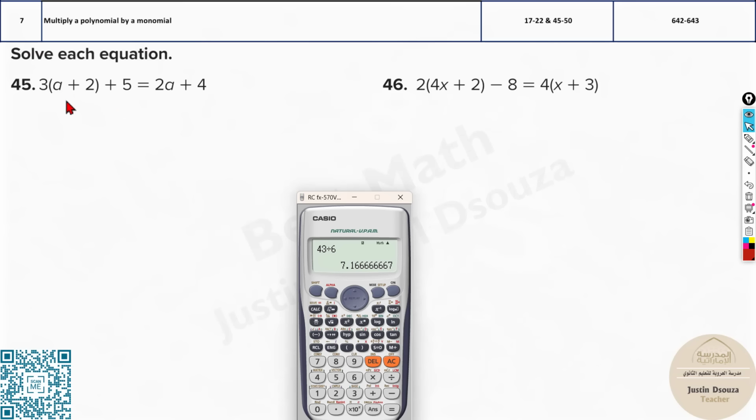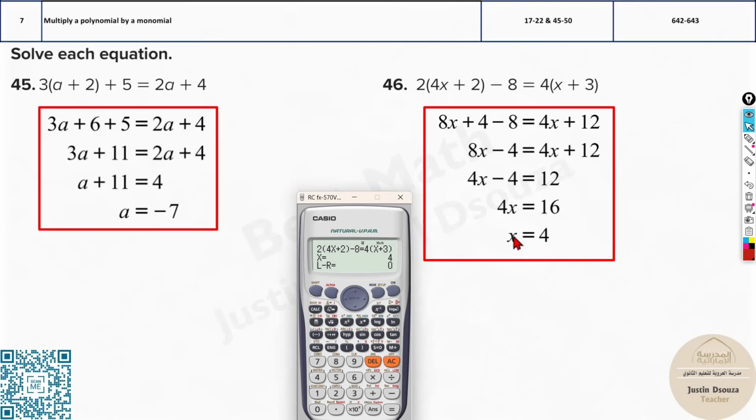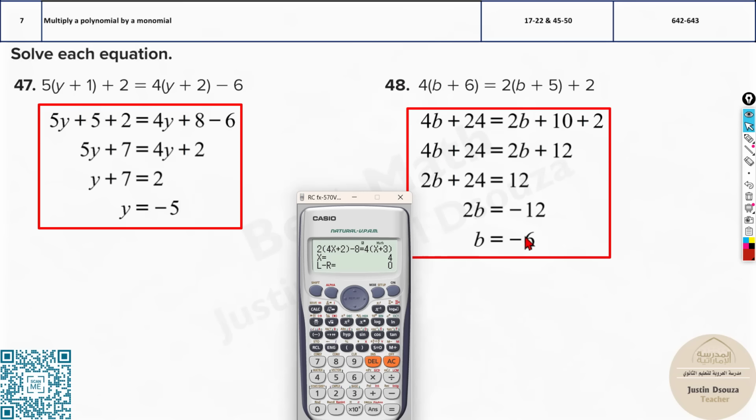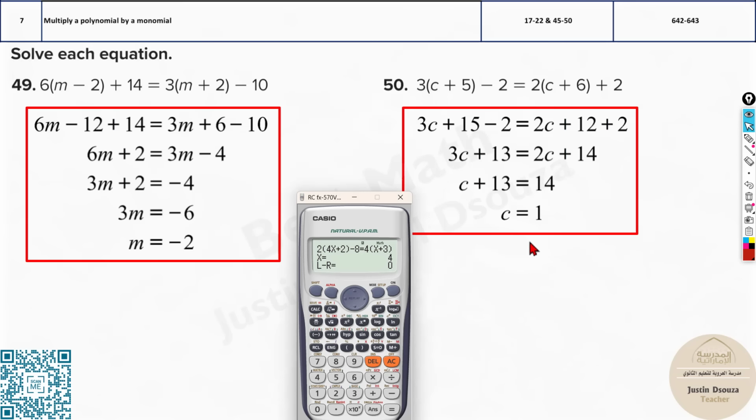And now let's look here. They're also the same thing. I'll just solve the 46th one. This one. 2 bracket 4x plus 2, close the bracket, minus 8 will be equal to 4 times x plus 3, and close the bracket. Now what is it? Shift and solve, and then equal to, the answer is 4. Yes, that's it. And even over here, they are all the same problems. You're getting only one unique answer. And similarly, you can do these by yourself and then check whether it's correct or wrong.